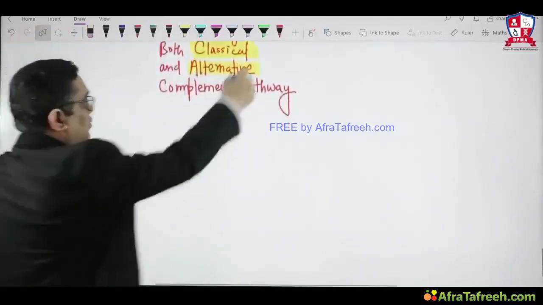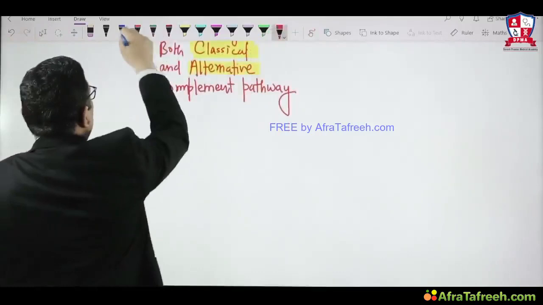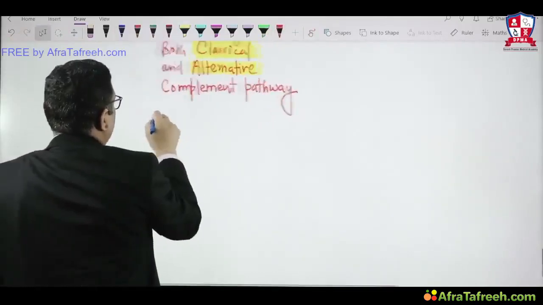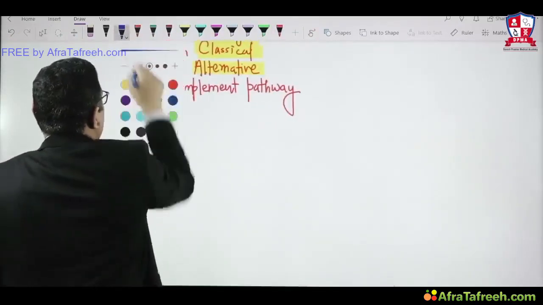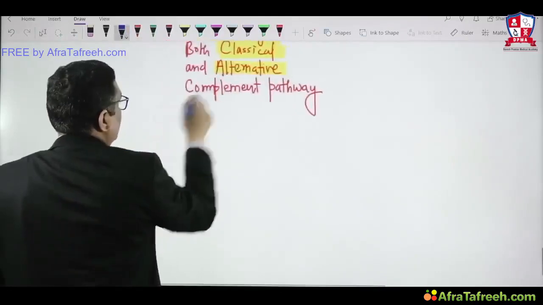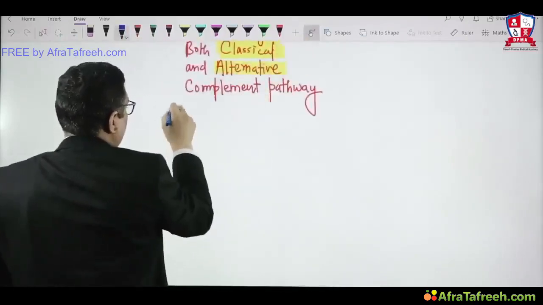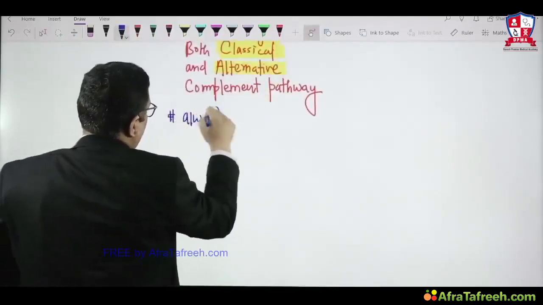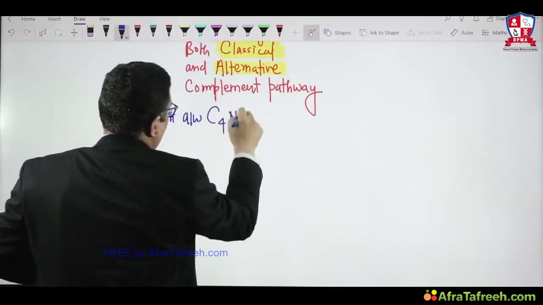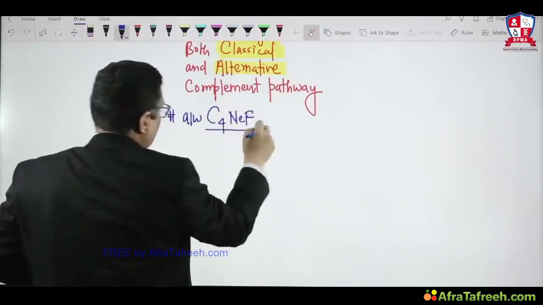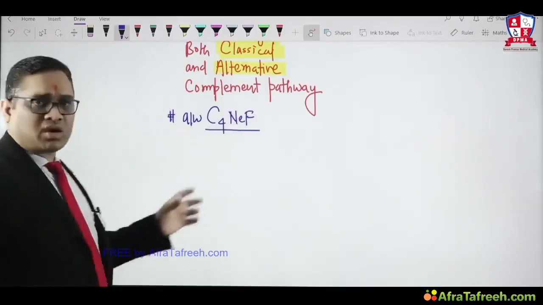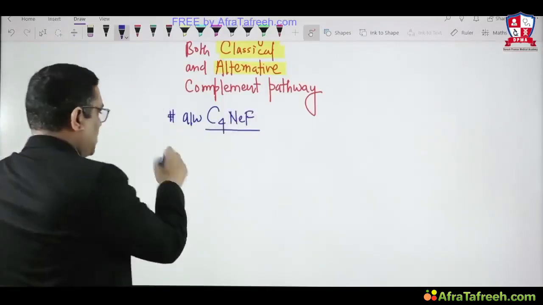And in this, which nephritic antibodies are involved? That is another important MCQ which the examiner can ask you. In this case, the nephritic antibodies are associated with C4 nephritic factor antibodies.